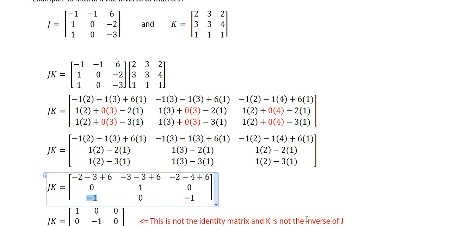And that's really all you need right now to tell yourself that this is not the identity matrix. We don't really need to go any further. You have that conclusion. It's not the identity matrix.